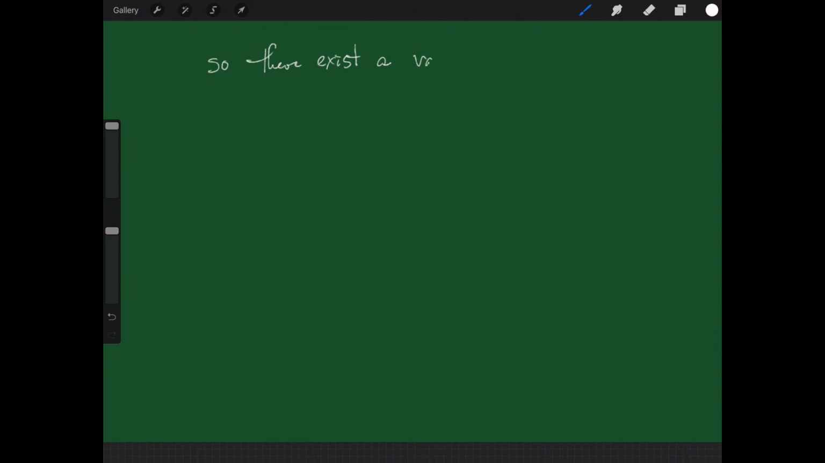a value c in the interval from a to b such that g prime of c is equal to 0. Okay, so let's think for a second about what the derivative of g actually is.